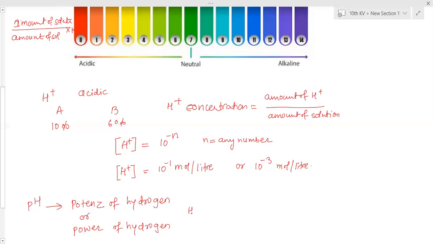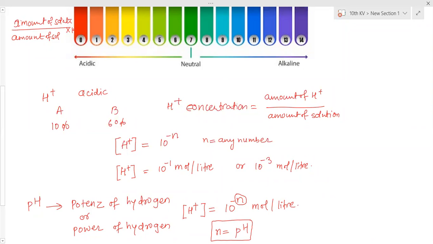So how many H plus ions are there? That is the H plus ion concentration. It is represented as 10 to the power minus n moles per liter. This magnitude n is the value of pH. The pH value is equal to that magnitude. This is only for representation and understanding purposes.